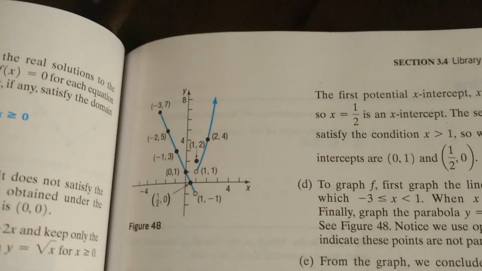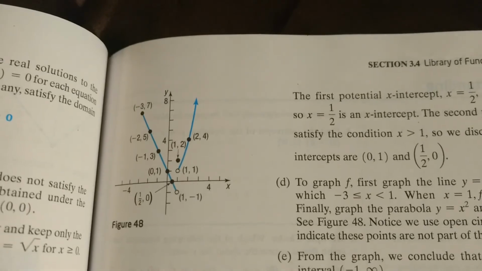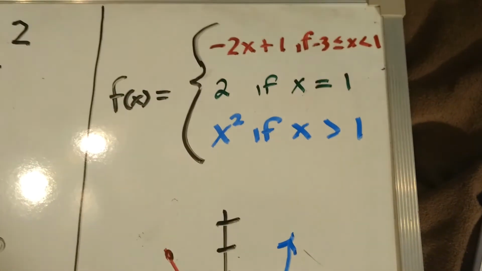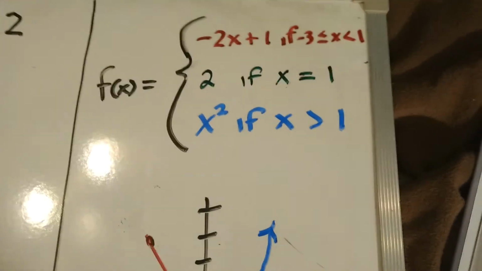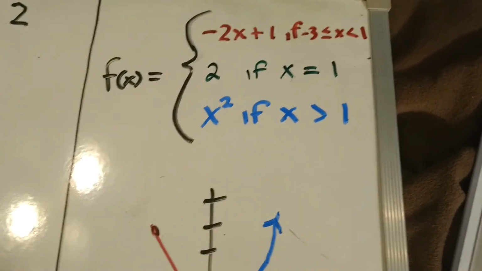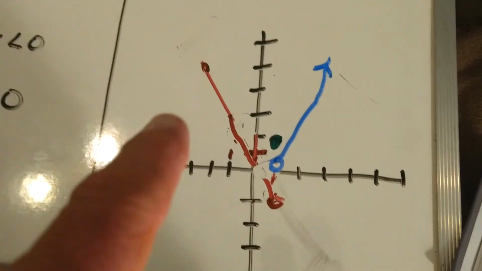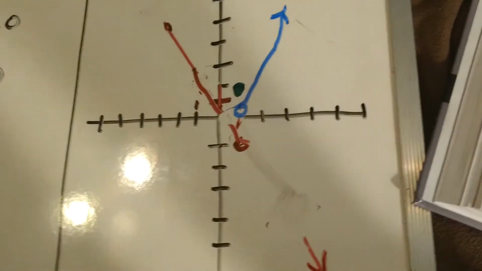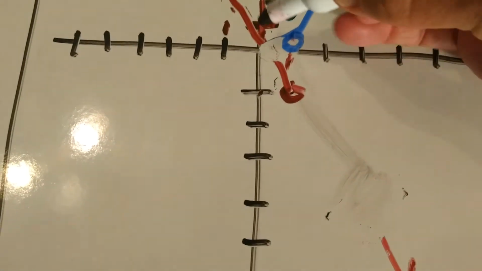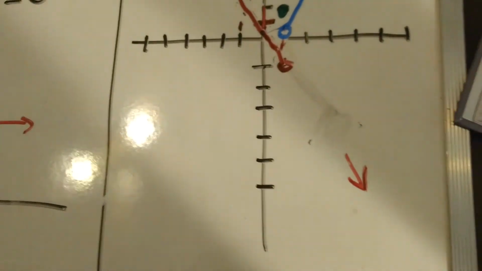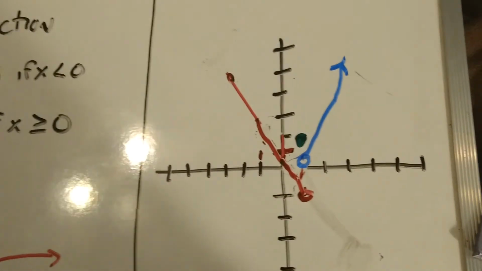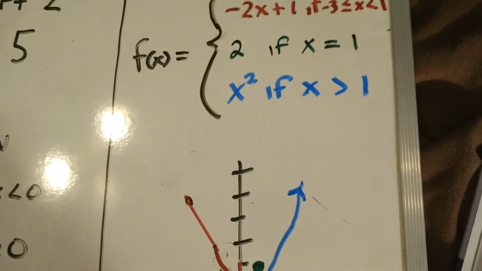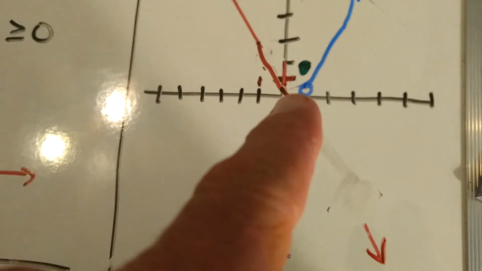If you look in the textbook, theirs is much better. You can see it there. It's much more organized. But the thing about it is you've got to graph one piece at a time using the x's that they tell you to use. The red line, which is negative 2x plus 1, we could only use from negative 3 to 1. And this needs to be connected here. In terms of the green, it's a point. It's 2 if x equals 1, so we plotted the point (1, 2).